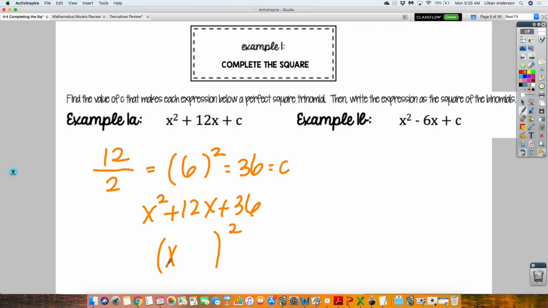The number that goes here is what you got when you took half of b. What do we get when we took half of b? 6. So x plus 6 squared is basically x squared plus 12x plus 36 when you factor it. And it works that way every time.